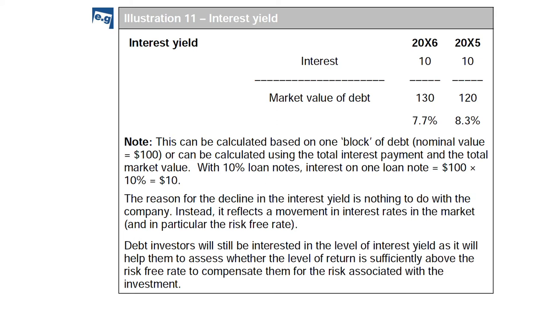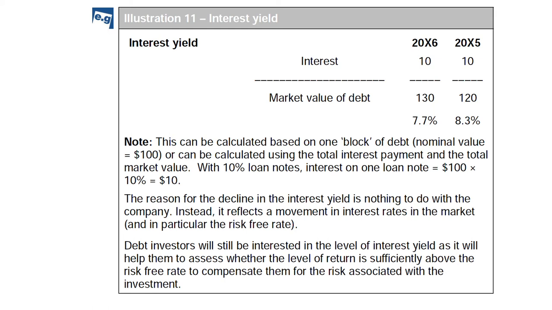This is calculated based on one block of debt, nominal value into 100. So nominal value is equal to 100, or can be calculated using the total interest payment and the total market value with 10% loan notes. Interest on one loan note is 100 into 10%. So the nominal value is always 100, because the loan note is 10%. So on that it will be 10 only. That's how you get interest as 10.